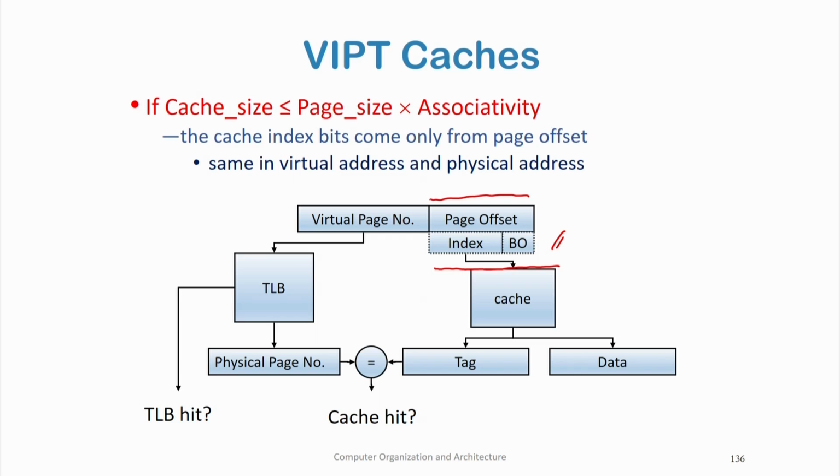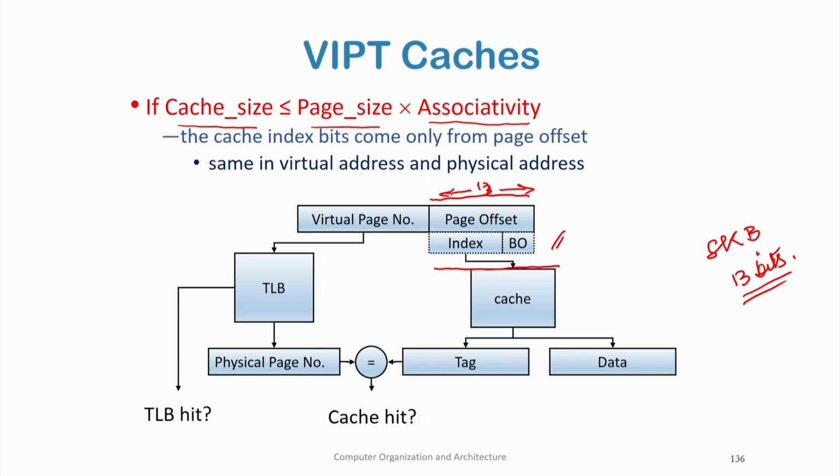Now, when does this happen? When the cache size is at most the page size into associativity, then I can use only these bits. Why? Because page size tells me how many bits I use for the offset. Let us say I have a page size of 8 KB. Then I use 13 bits for indexing within the page. This part has 13 bits.